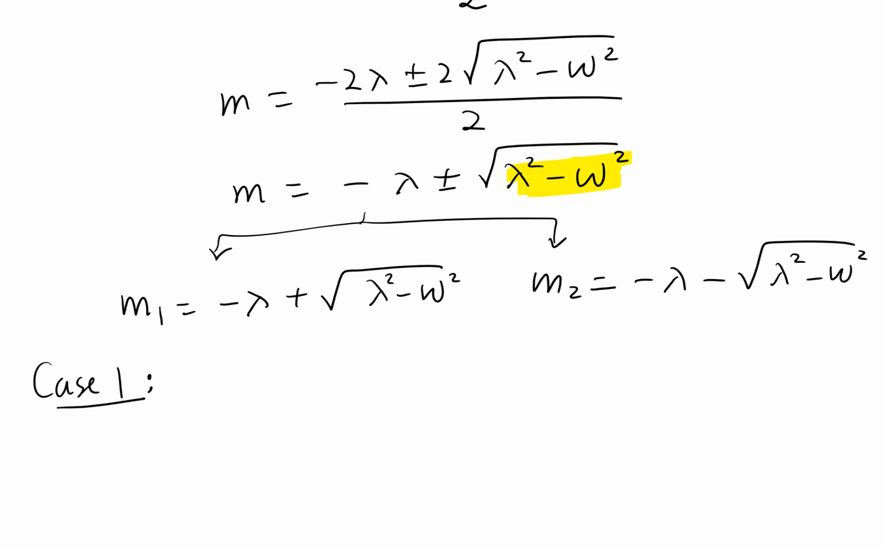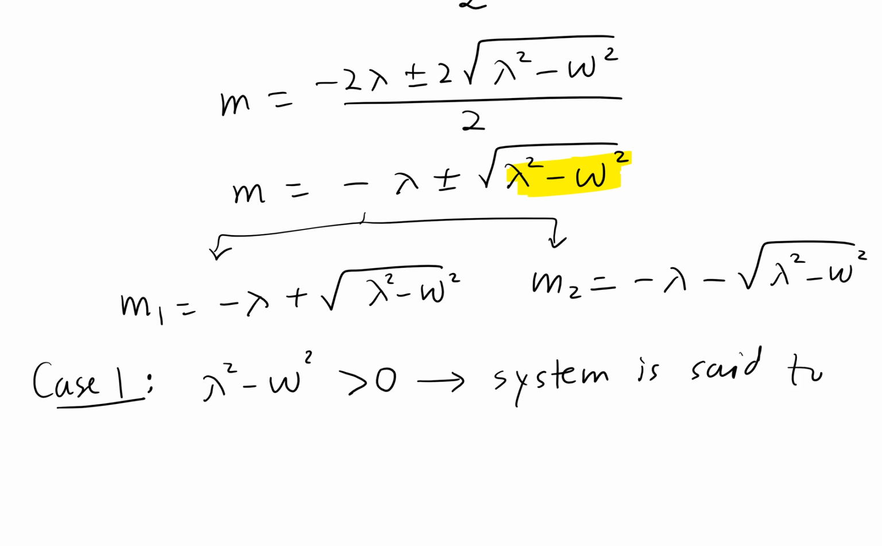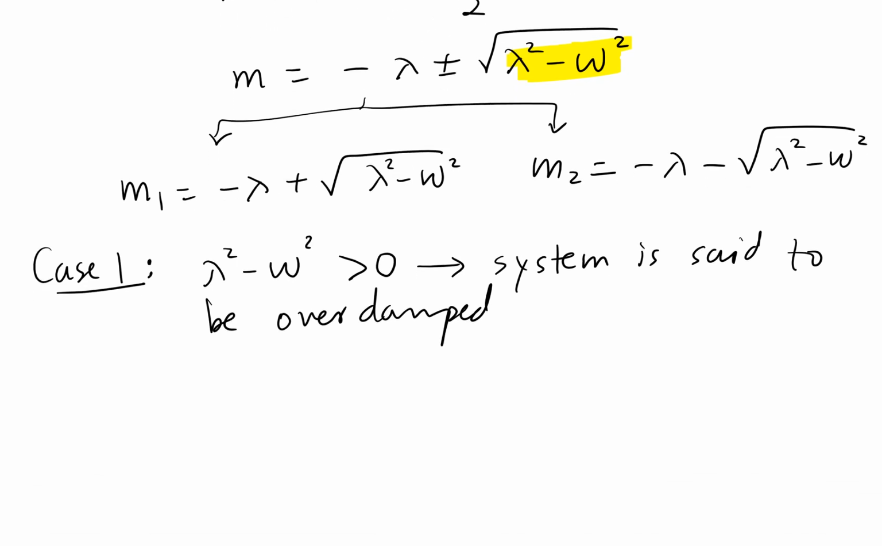Case 1. I'm going to take the case that lambda squared minus omega squared is bigger than 0. If that's bigger than 0, the system is said to be overdamped. In this case, the solution to the differential equation is C1 e^(m1 t) plus C2 e^(m2 t), since they are distinct roots. This works for real roots.